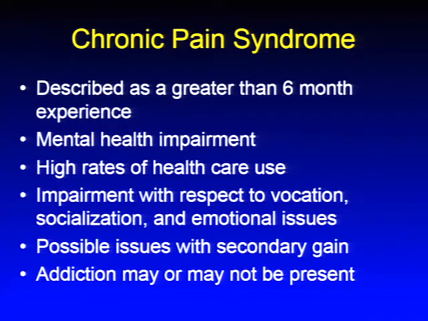There may be some mental health impairment. There are typically higher rates of healthcare use. There is typically impairment with respect to vocation, socialization, and emotional issues. There may be issues of secondary gain, and addiction may or may not be present with chronic pain syndrome.